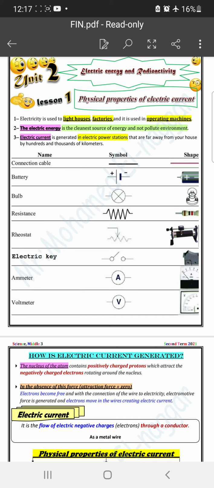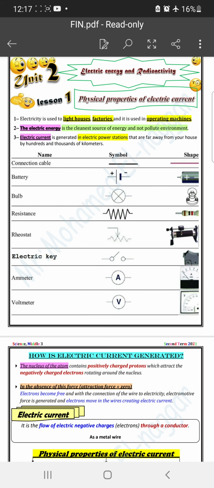Today I will talk about lesson 1 in unit 2, which is physical properties of electric current. First, let's know what is the importance of electric current. We can use it in lighting houses, factories, and in operating machines. And also, electric energy is considered the cleanest source of energy because it does not pollute the environment.